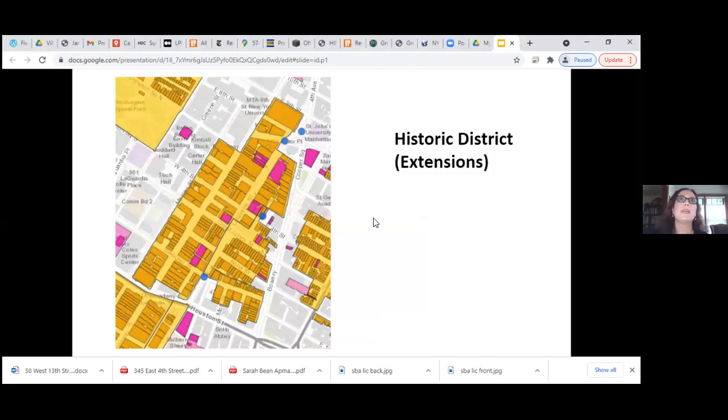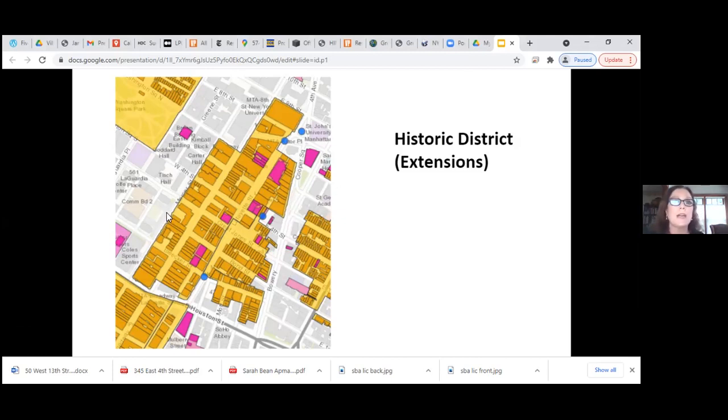So within the types of historic districts, there's also something known as extensions. This isn't a separate type of landmark, but it is a different type of historic district. In the case of an extension, an adjoining section of a neighborhood, which is adjacent to an existing historic district, has been deemed worthy of designation and part of the story of the original district.